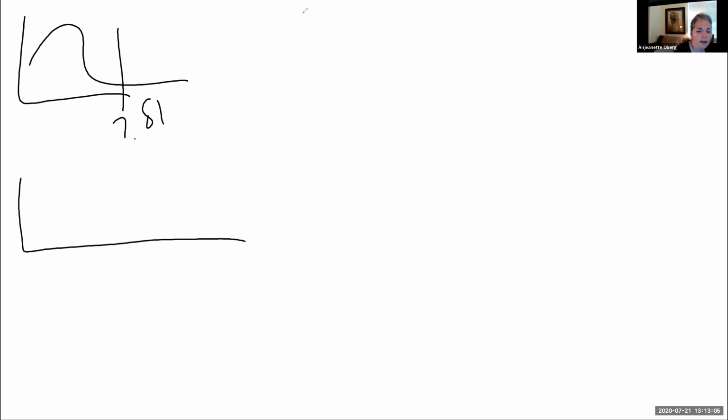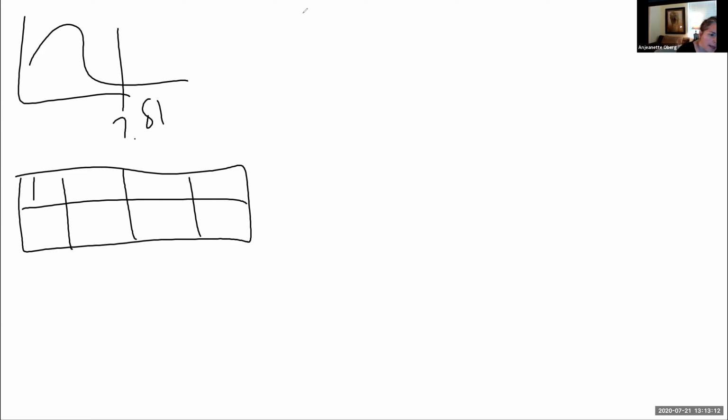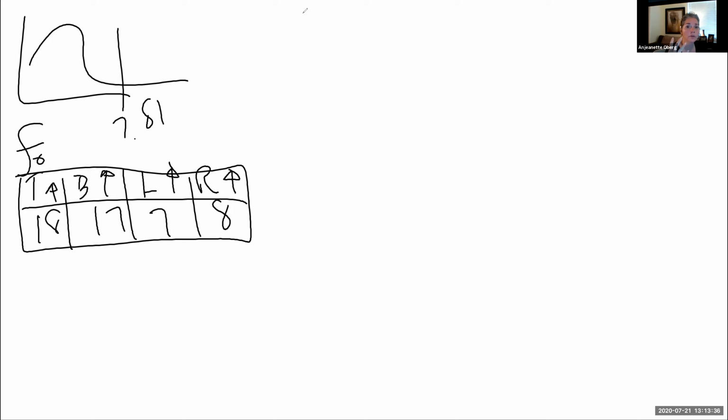We'll also keep in mind that we had 4 categories. We had our top up, we had our bottom up, we had our left side up, and we had our right side up. There were 18 people that had top, 17 bottom, 7 left, and 8 right, okay? Now, these are what we call our observed frequencies. Those are the actual frequencies we observed in our sample.